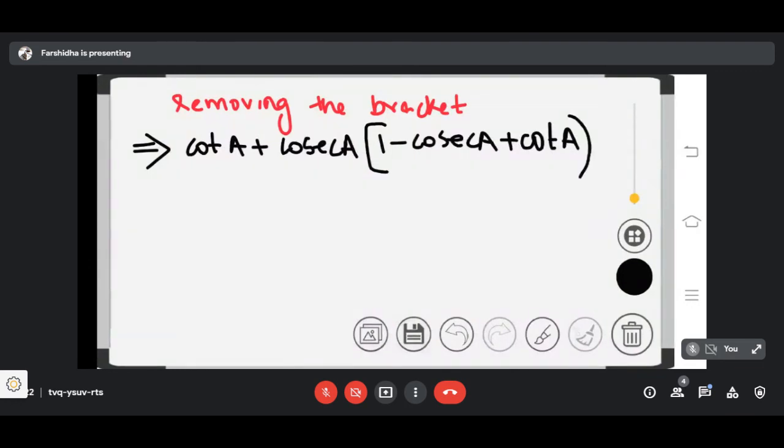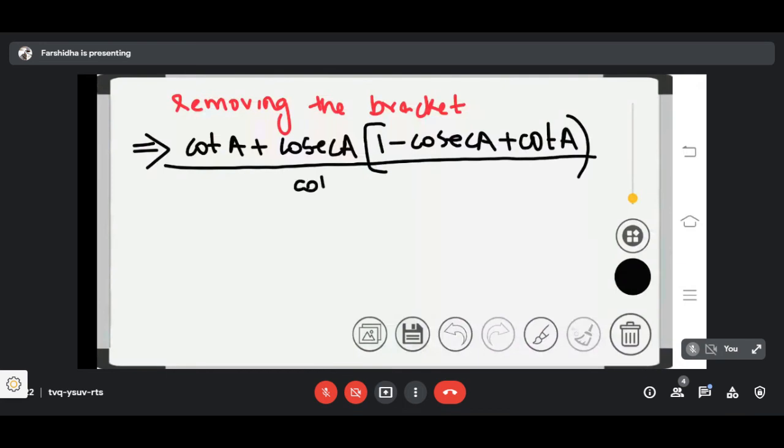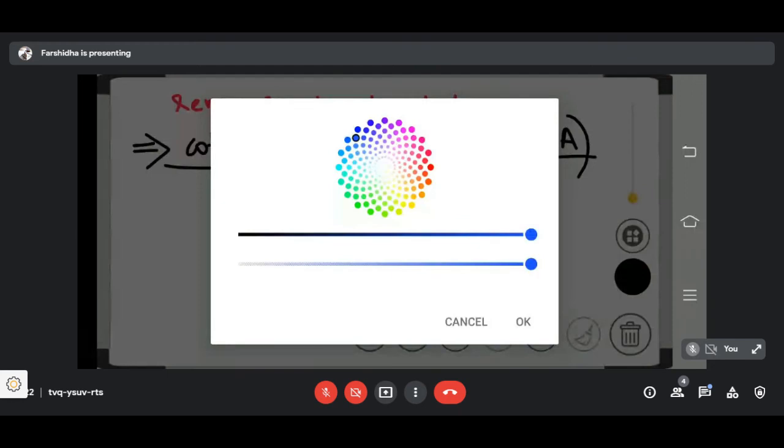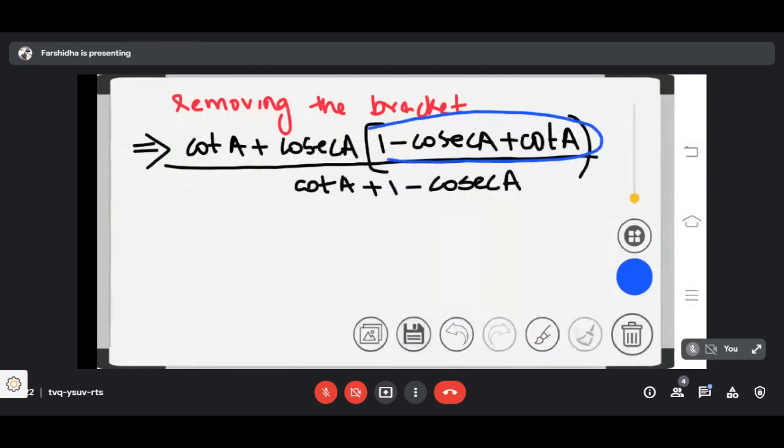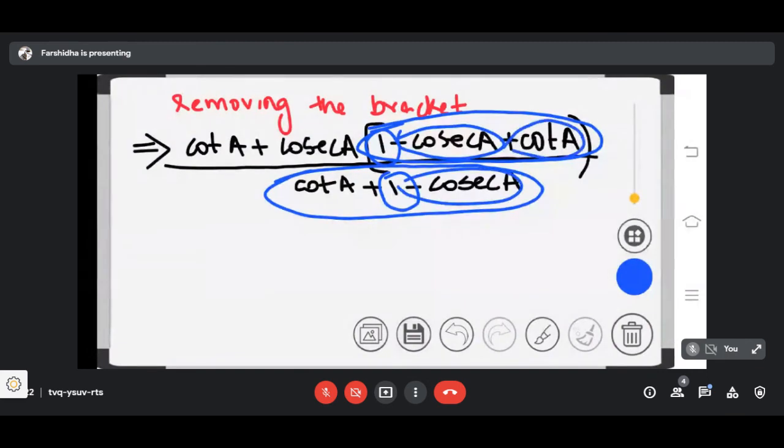Change all the signs inside the bracket. Divided by the same thing, cot A plus 1 minus cosec A. Okay, now see this term and the denominator term. Both are same. Here it is plus 1, here also plus 1. Minus cosec A, minus cosec A. Plus cot A, plus cot A. All the terms are same. So we can cancel both.